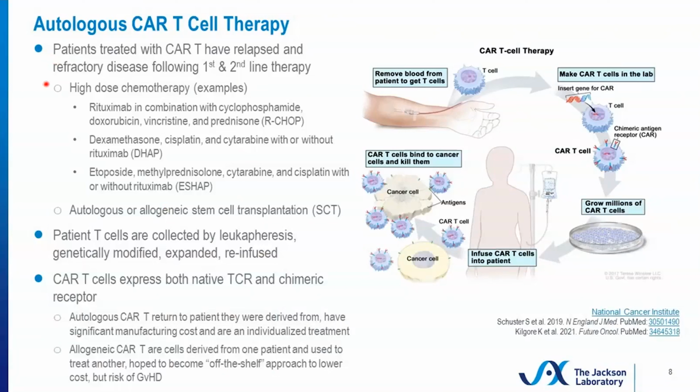These patients have already experienced probably very high dose chemotherapy, sometimes in combination with immunotherapies like rituximab. And then sometimes, unfortunately, they relapse from that and require either autologous or allogeneic stem cell transplantation. So these patients have really been through a lot.